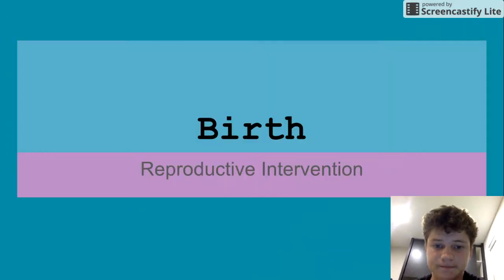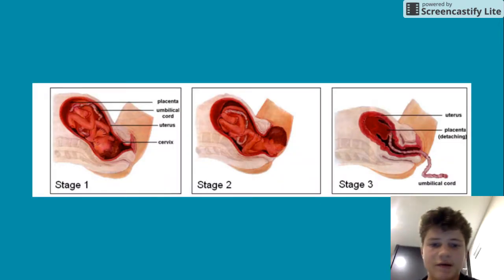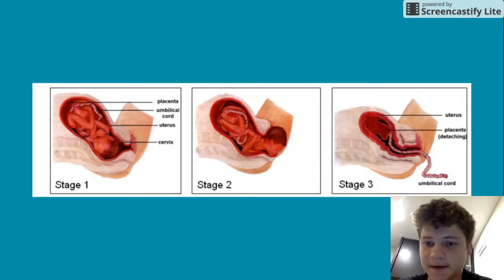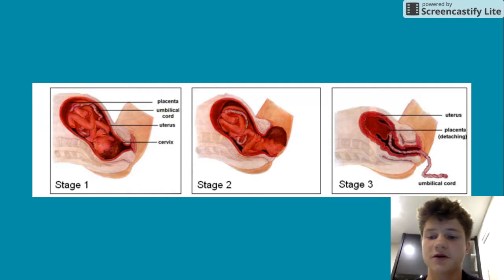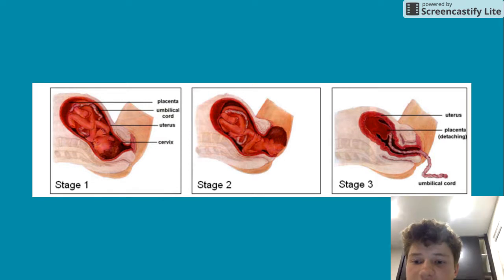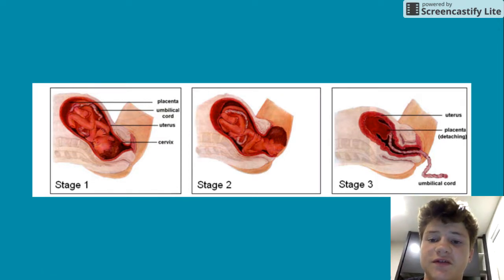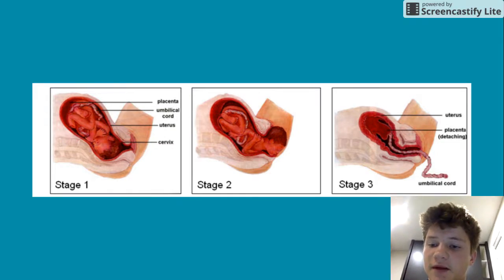So, birth. Here we have a diagram of the stages. Once fertilization occurs in the woman's egg cell, the zygote and the embryo are fully developed. The process of pregnancy lasts for 9 months.